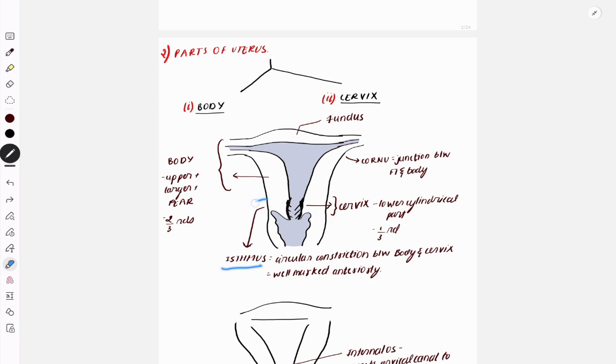Now isthmus is basically a circular constriction which is located in between the body of the uterus and the cervix of uterus. This isthmus is more prominently seen when it is viewed from the anterior direction. Cornu of the uterus: basically cornua is the junction between the fallopian tube and body of the uterus. Whatever junction is there between body of uterus and fallopian tube is called the cornu of uterus.